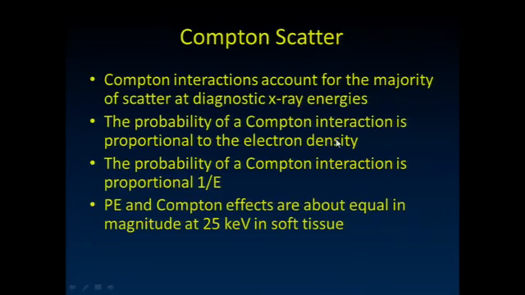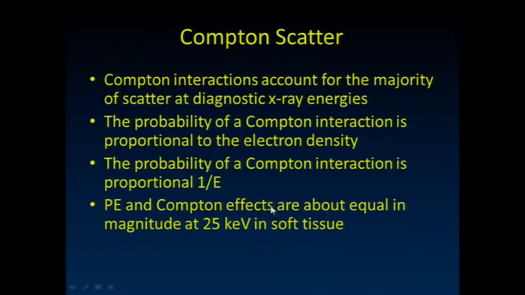The probability is proportional to the electron density of the atoms, and it drops off as approximately 1 over E, not 1 over E cubed like the photoelectric effect. So as energy increases, the photoelectric effect is dropping as 1 over E cubed, Compton is dropping as 1 over E. So very quickly, Compton dominates the effects, until they're both equal to each other.